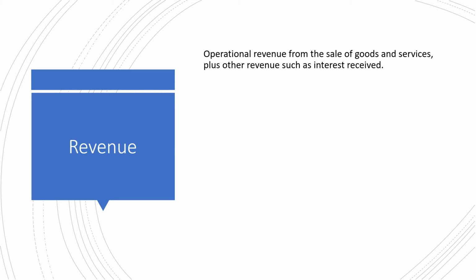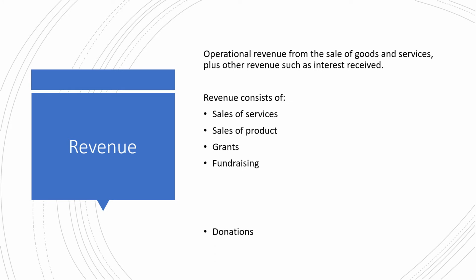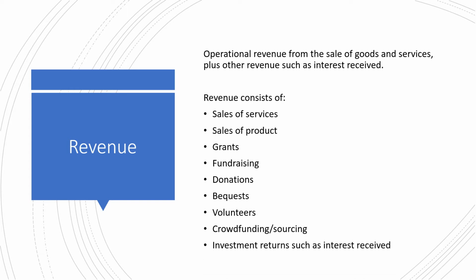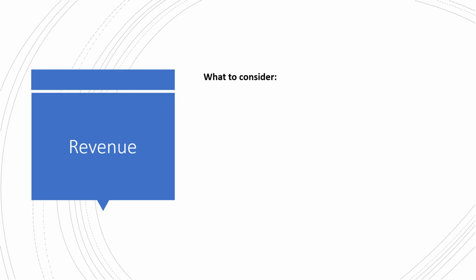The revenue section of the income statement includes operational revenue from the sale of goods and services, plus other revenue such as interest received. In a not-for-profit organisation, the revenue may consist of sales of services, sales of a product, grants, fundraising, donations, bequests, volunteers, crowdsourcing, or investment returns such as income received.